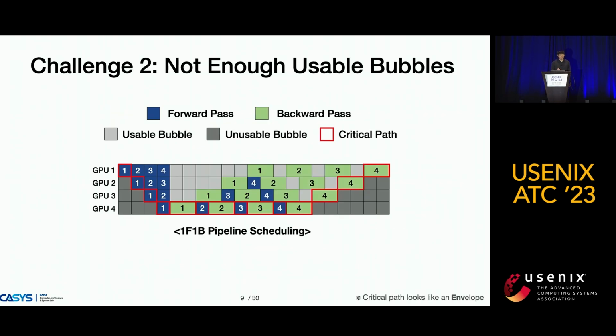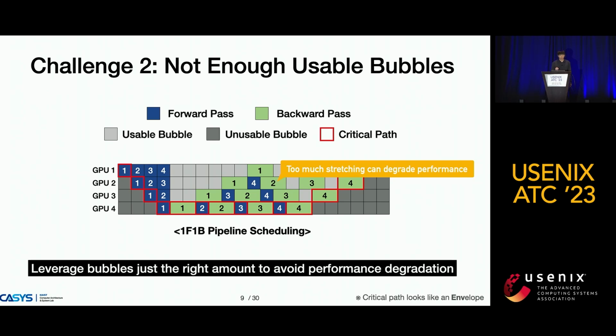Secondly, there may not be enough usable bubbles. Stretching over the size of usable bubbles can degrade performance. The critical path, represented as red boxes, determines the end-to-end execution time of the pipeline, and it should be preserved. We should leverage bubbles just the right amount to avoid performance degradation. Note that the critical path looks like an envelope.